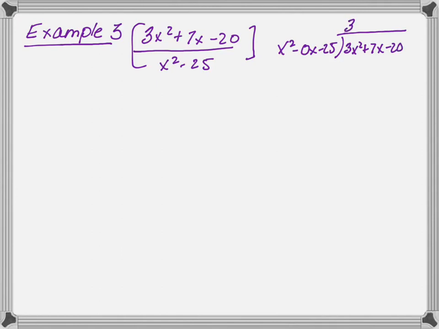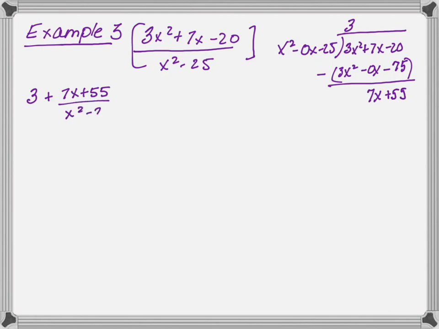So you get 3x squared minus 0x minus 75. Right? So then we're going to subtract that. And we get 7 plus 0, that would still be 7x. And negative 20 plus 75 is 55. So 7x plus 55. So our new problem becomes 3 plus 7x plus 55 over x squared minus 25.